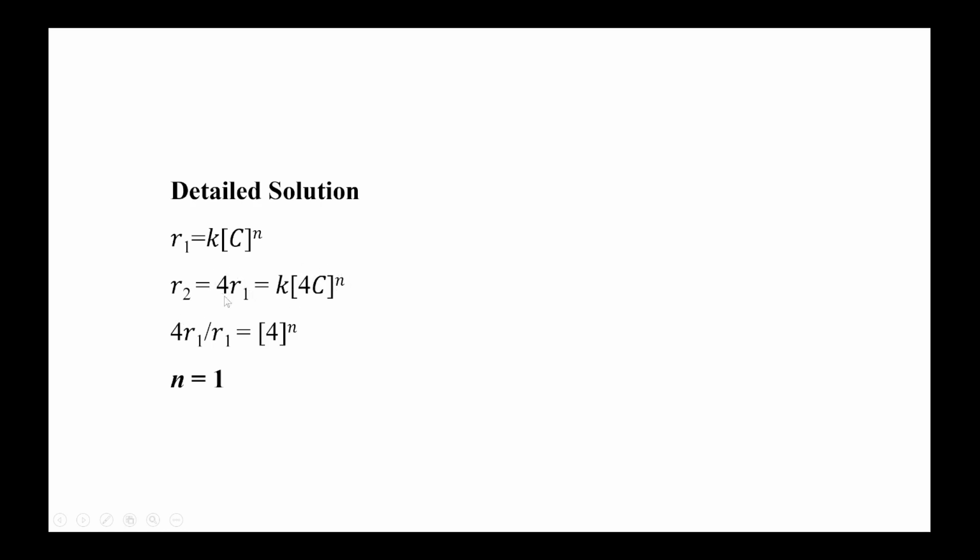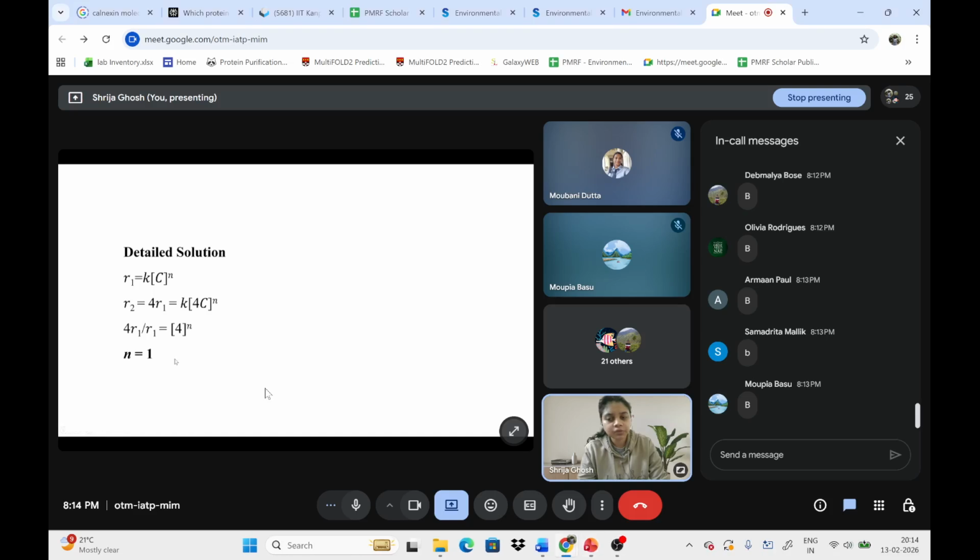So now if you divide the second equation by the first equation, R1 will get cancelled by R1. So 4 will be equal to 4 raised to the power of n. So that means n is equal to 1. So the order of the reaction is equal to 1, or it is a first order reaction.